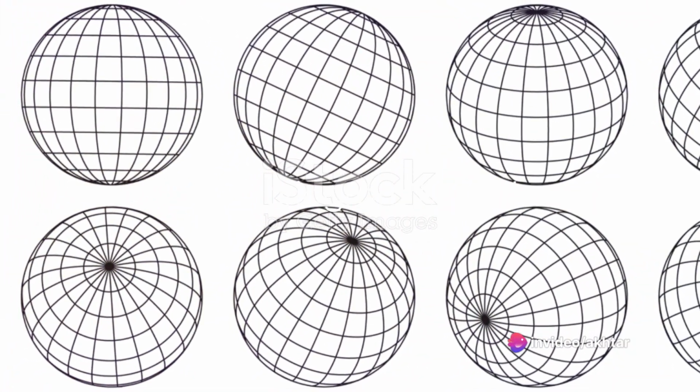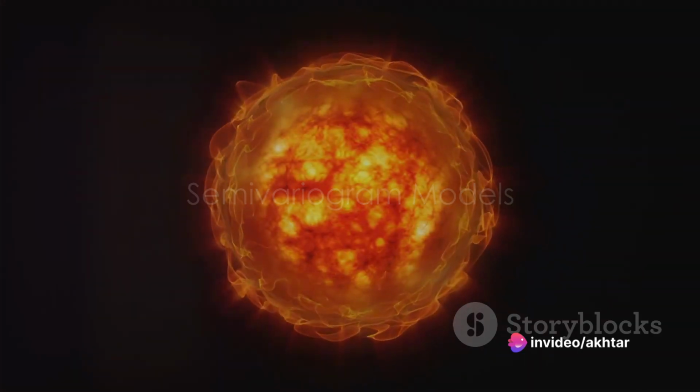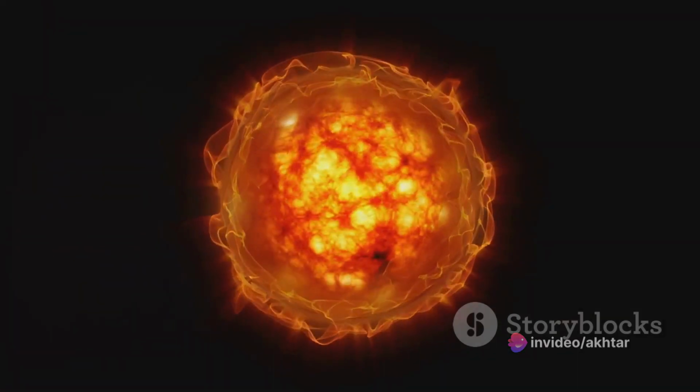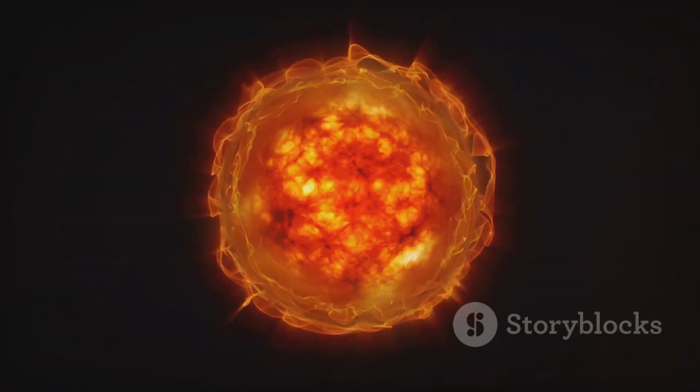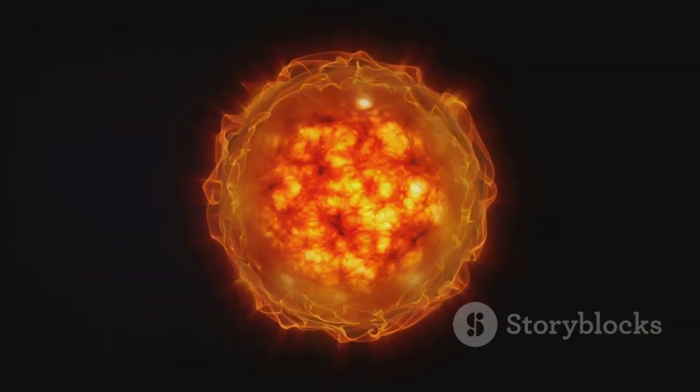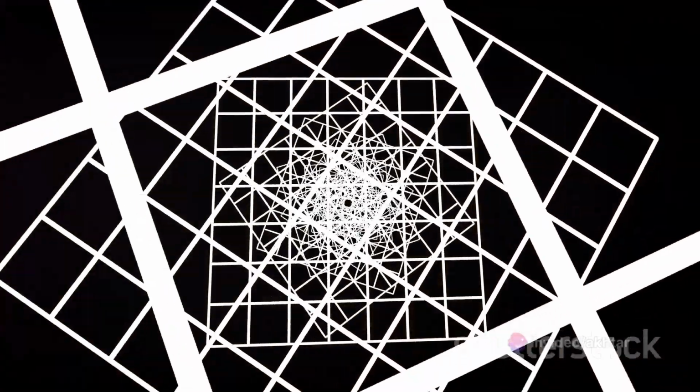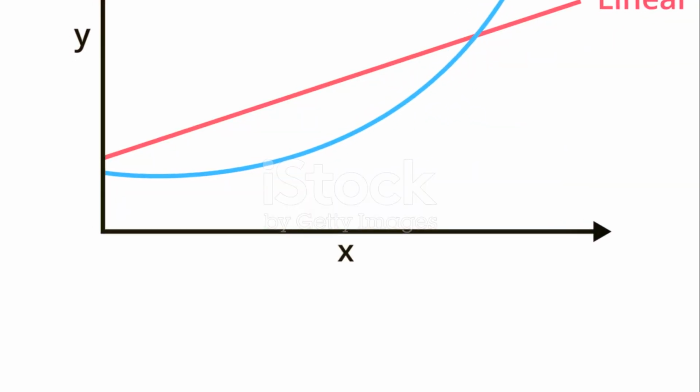Now on to the heart of our discussion, the Semivariogram models. They come in a variety of shapes, each with its own characteristics. The most common ones include spherical, exponential, and Gaussian models. The spherical model, as the name suggests, has a shape resembling a sphere. It reaches a sill, which is the point where the model levels off, indicating that there is no longer a spatial correlation.